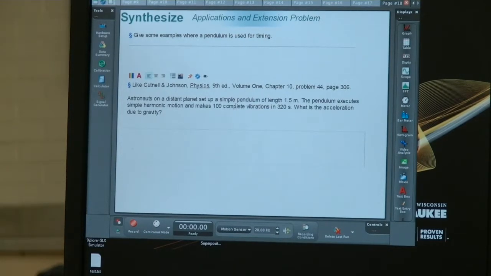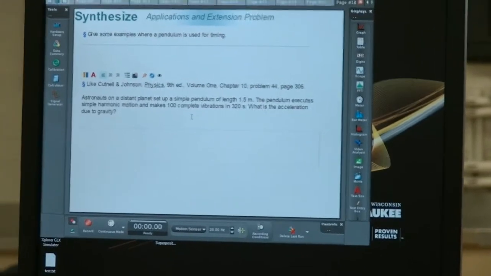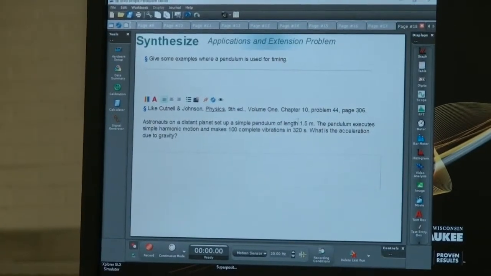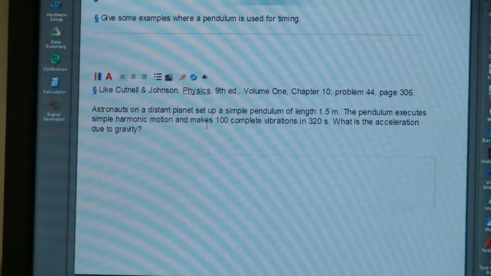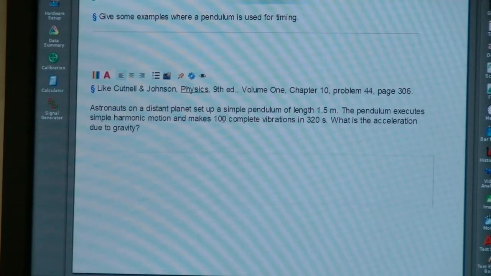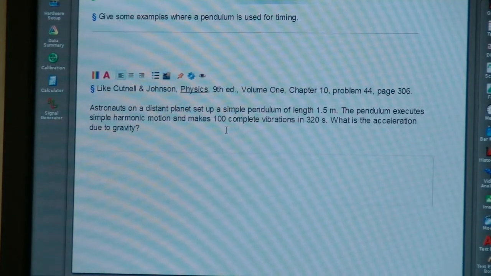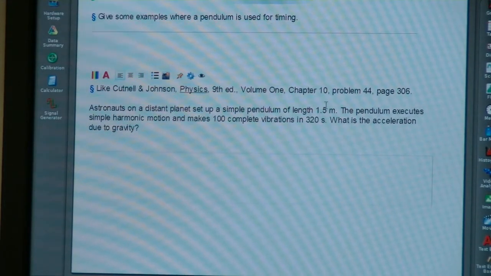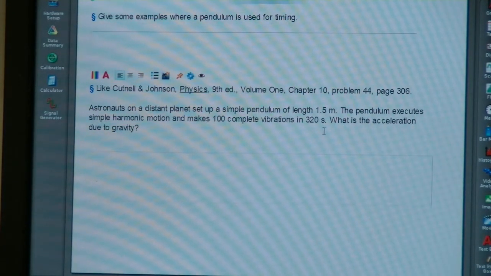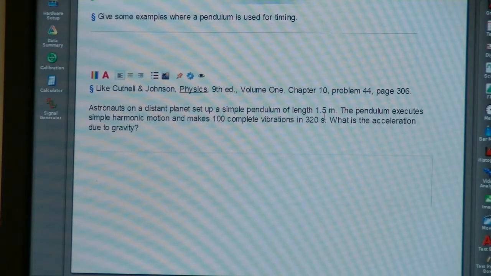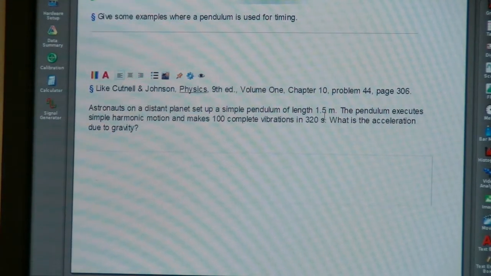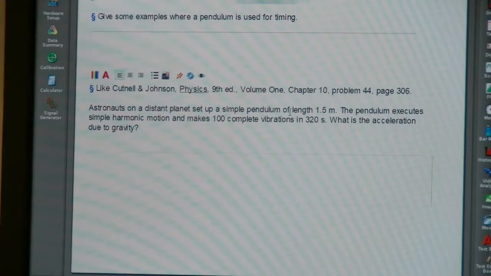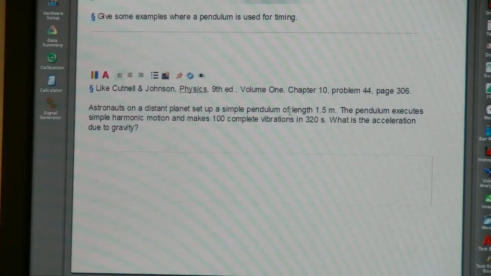So it says that this experiment is being conducted on a different planet, and the length of the pendulum is given, and the period is given in the statement that 100 vibrations are completed in 320 seconds. So from that we have to find the period, and then we know the period, we know the length, we have to find the g on that planet. And because it's a different planet, g is not 9.8 meters per second squared. So we'll do that now in this way.